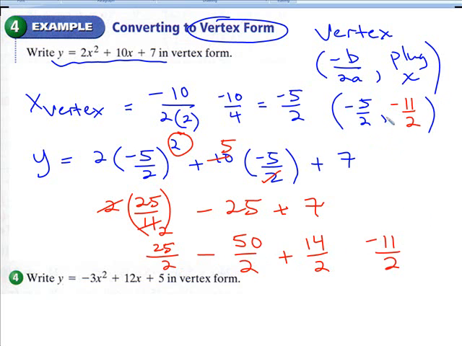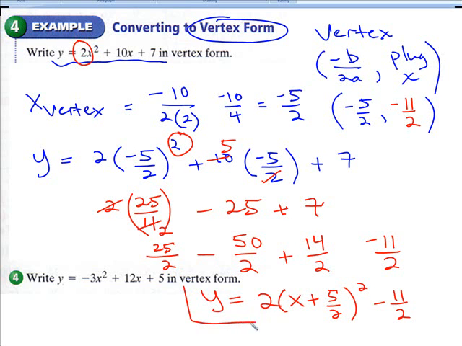Now that we've found the vertex, we are going to put it in vertex form. So the equation is going to be y is equal to, and then we have the vertex here. Since this is negative, it's going to be x plus 5 over 2. Don't forget the squared. Then we have minus 11 over 2. So there's our vertex. And then the a value is right here, they gave us the a value. We know the a value is 2. So here's the equation in vertex form. So this is the problem in standard form, and we've just changed it to vertex form.